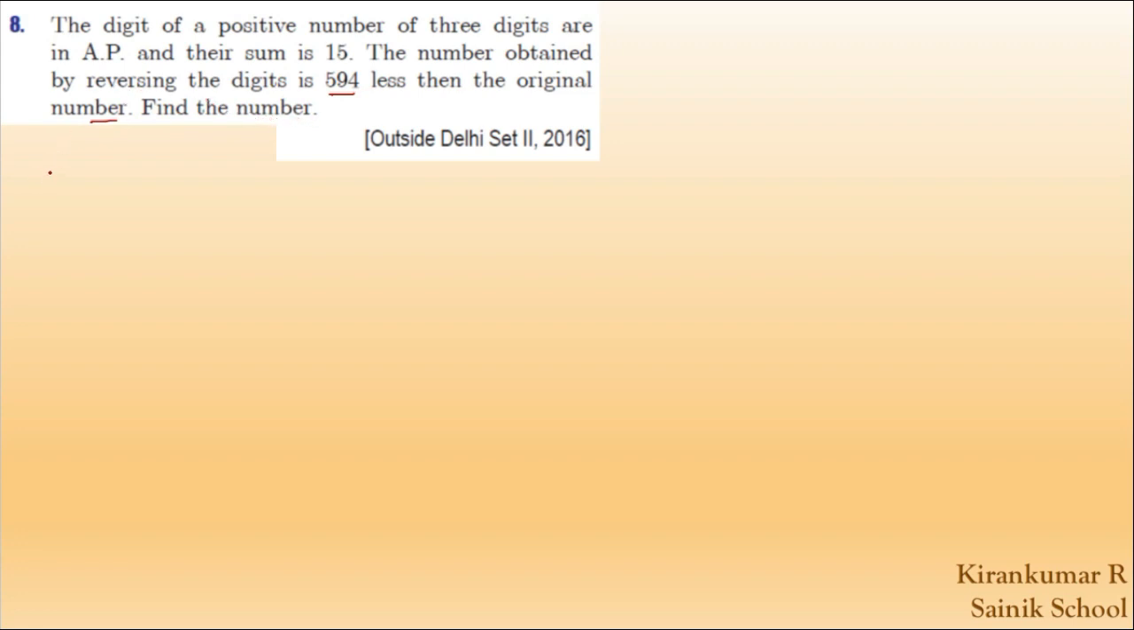Whenever such type of question is there where 3 digits are there, we have to consider A minus D, A and A plus D. In one of the questions where 56 was divided into 4 numbers, they were taken as A minus 3D, A minus D, A plus D, A plus 3D. The same way we have to use a little logic and consider 3 digits. Let the 3 digits be A minus D, A and A plus D.